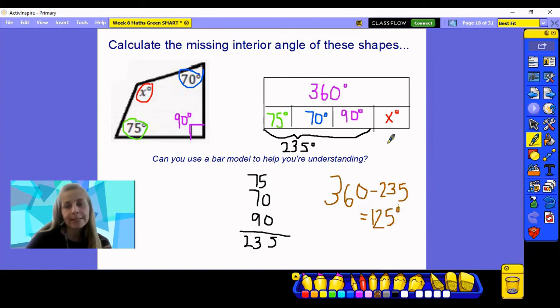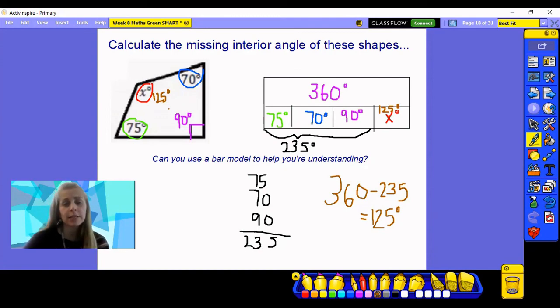So we can put that missing angle back into our bar model. That will give us a chance to check if we added all these parts, would it make our whole 360 degrees? And obviously add that back into our diagram, because we now know what that missing angle is, that X that was there.